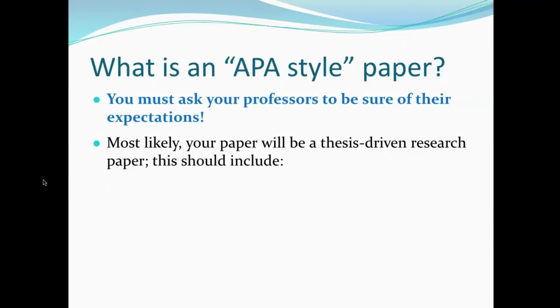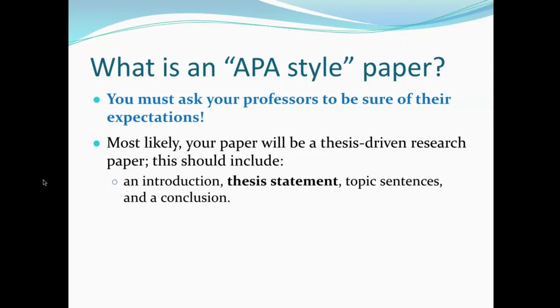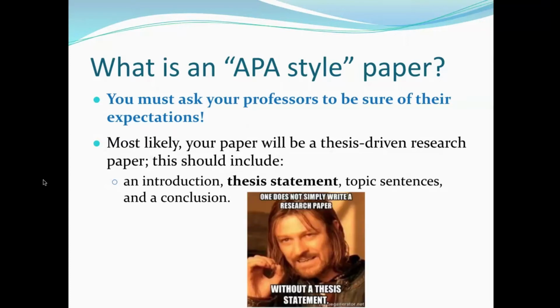So most likely your paper, if it's an APA style paper, is going to be a research paper, like a thesis-driven research paper. And this will include an introduction, a thesis statement, topic sentences, which is like the first sentence of each paragraph that kind of previews the main idea of that paragraph, and then a conclusion. So what we're going to talk about now is the thesis statement and how to develop a thesis statement in APA style according to the APA 7th edition manual.